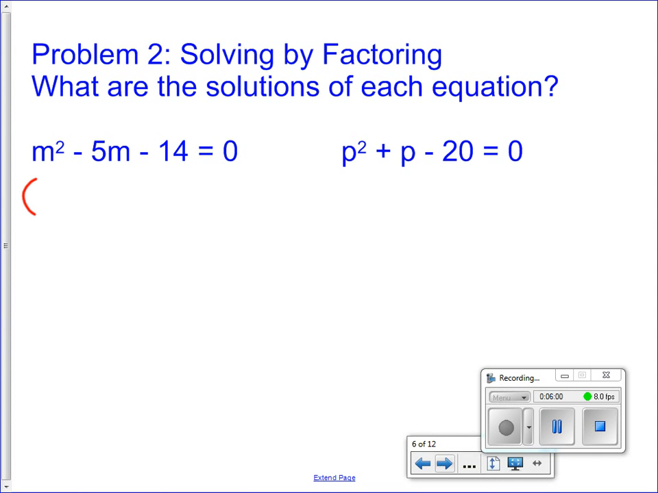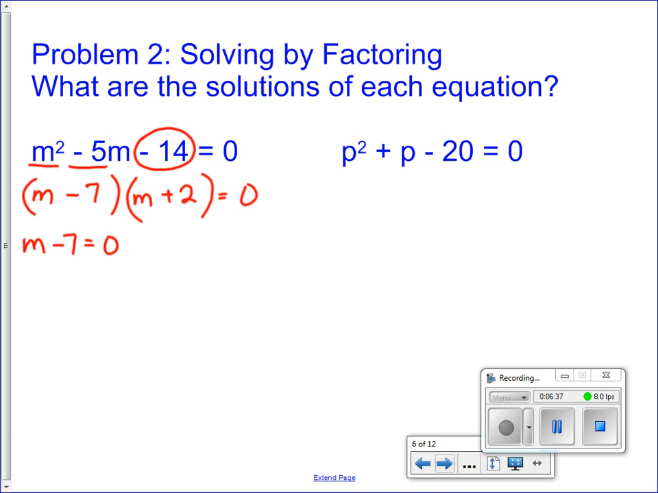So if you remember, we drew two sets of parentheses. Our first term is going to be m, because when we multiply m times m, we get m squared. Then we're looking for the factors of negative 14 that add up to negative 5. And those numbers would be negative 7 and positive 2. And remember, you can verify this by using FOIL. All right, then we do exactly what we did in problem 1. We set each one equal to 0.